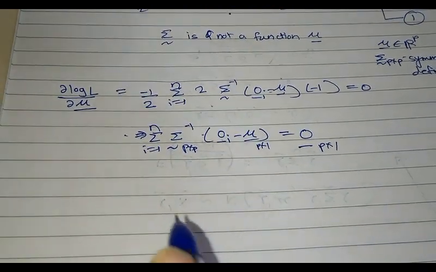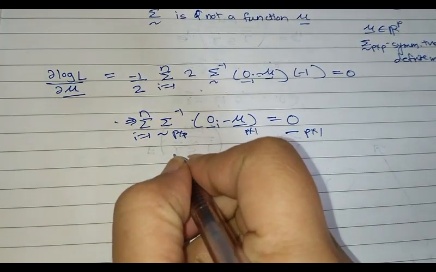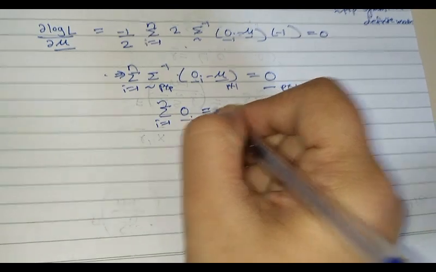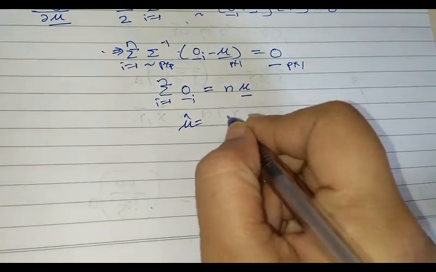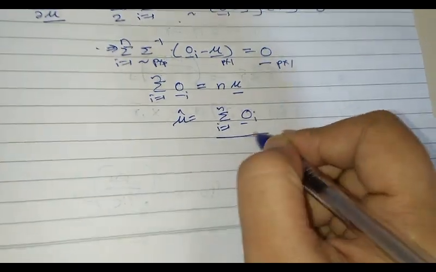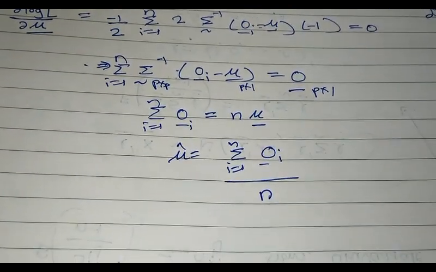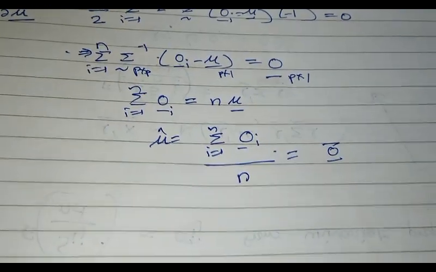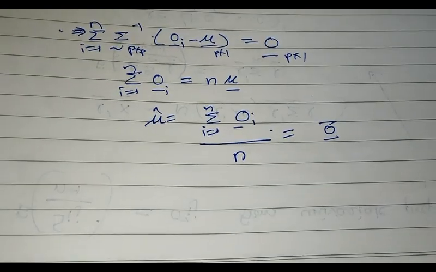Okay, right hand side. So if I pre-multiply by sigma, then I will get summation i going from 1 to n of o_i is equal to n mu. Hence my mu hat turns out to be summation i going from 1 to n of o_i upon n. So my maximum likelihood estimate for mu turns out to be nothing but the sample mean O bar. So MLE for mean is just the sample mean.